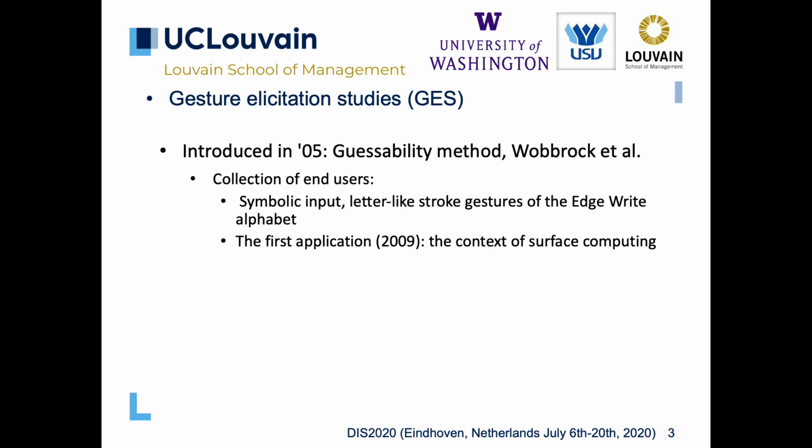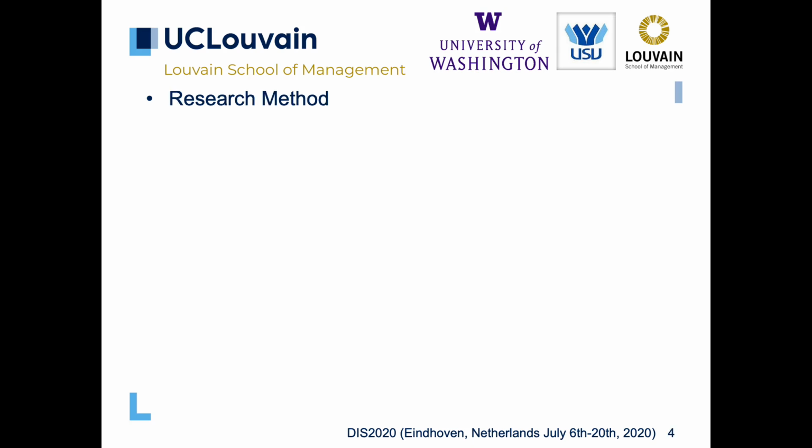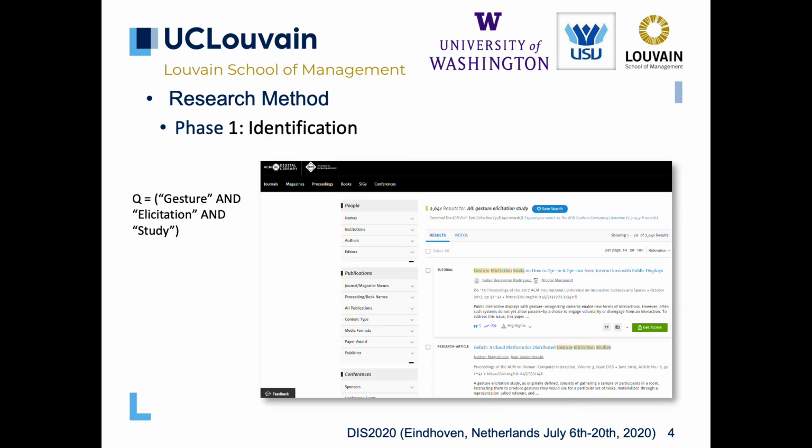GES were introduced in 2005 by Wobbrock et al. as a usability method. The goal was to collect end-user preferences. We examine, characterize, and compare 216 studies published in peer-reviewed journals and conference papers. We used 4 phases: identification, screening, eligibility, and inclusion. The search query is gesture and elicitation and study.